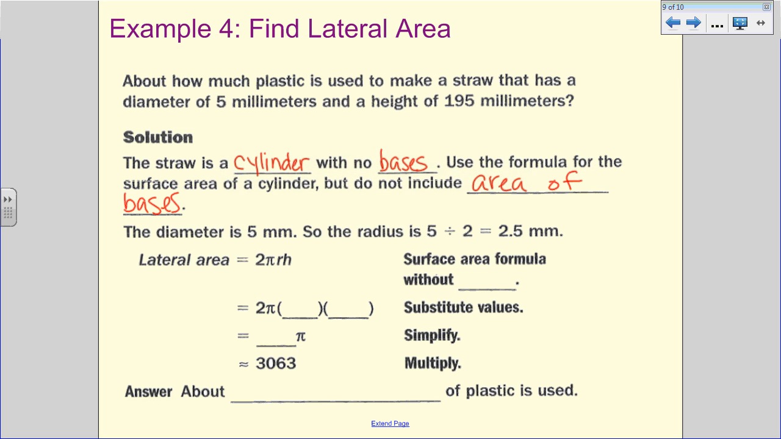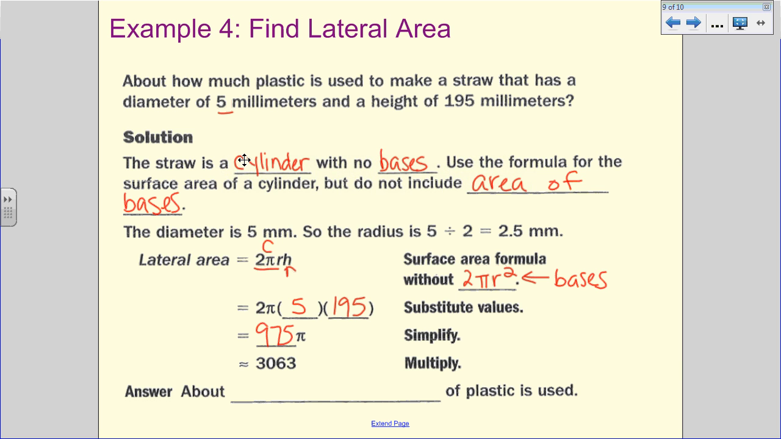All right, so we're just going to do 2 times pi times r, this is the circumference, times the height. Okay, so we have 2 pi times, it has a radius of 5 millimeters, and it has a height of 195 millimeters. So this is just the surface area formula without 2 pi r squared, without the bases. Okay, so we're going to do 2 times 5 times 195, or you can type that all into your calculator. Remember, we're still going to round to the nearest tenth. So this gives me 975.